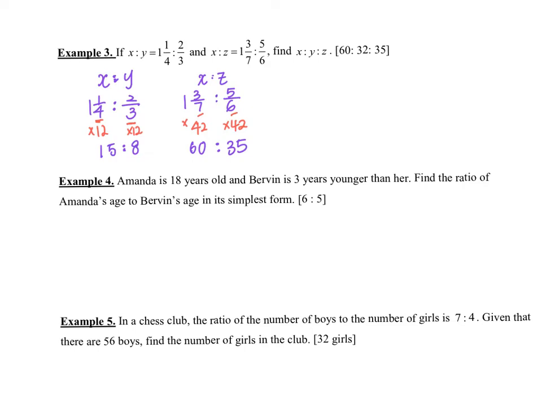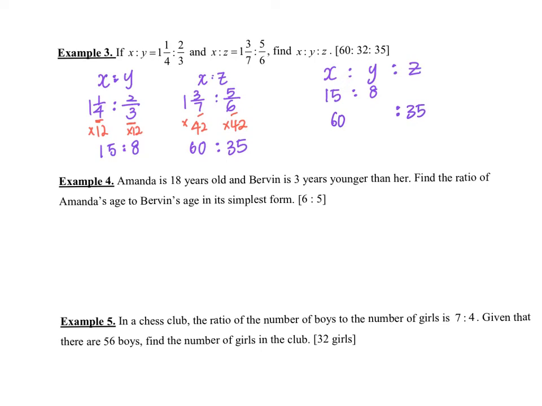Okay, so now let's try to combine these two fractions together. X is to y is to z. The first one, I got x is to y, 15 is to 8. And then for x is to z, that will be 60 is to 35.